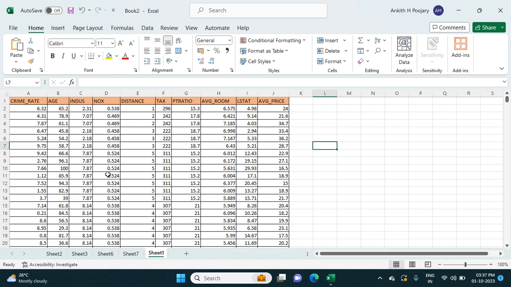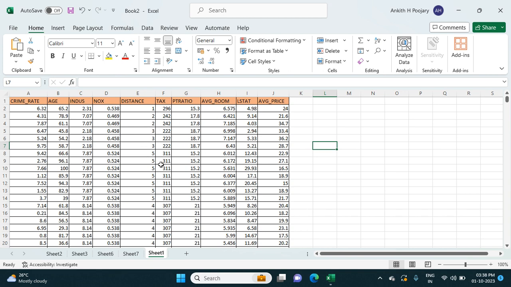regression. Okay. In this example, I have the data set with crime rate, age, index. This is the data set about a house. It's a real estate data set, about housing. Here I have the crime rate, age of the house, index, NOx, the nitric oxide level, industrial area, distance, tax rate, pupil teacher ratio, average room of the house, lower status area, average price.